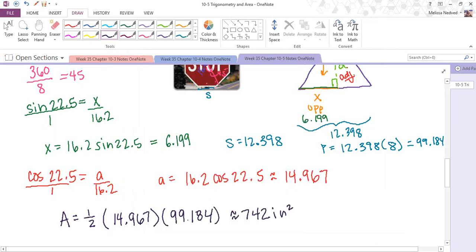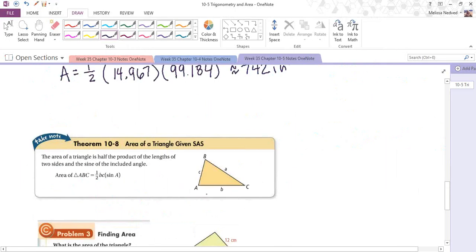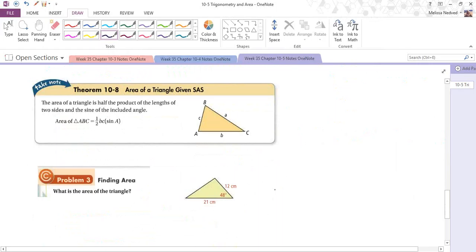So that was the first part I said we talk about, finding the area when we're not given a nice 30, 60, 90 triangle. The second part I said is we're going to find a new formula for the area of a triangle and use that when we don't have a base and a height. So we're told here in Theorem 10-8 that the area of a triangle is half the product of the lengths of two sides and the sine of the included angle. That's a lot going on.